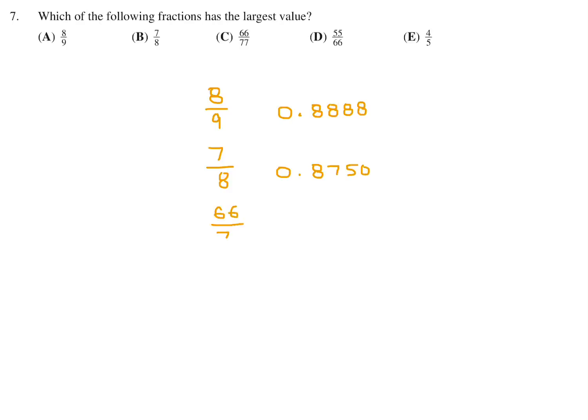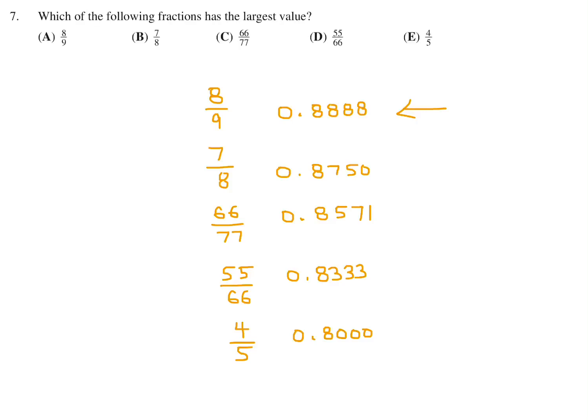66 over 77 is 0.8571. 55 over 66 is 0.8333. And finally 4 over 5 is 0.8000, like that. And now that they're lined up sort of right in a row, you can clearly see which one is the largest. And that is this one. So number 7, the answer is A.